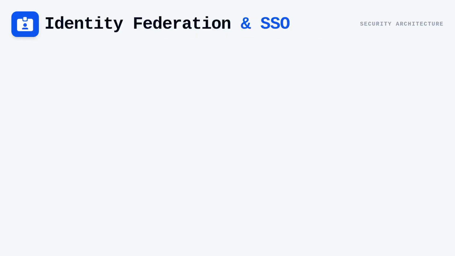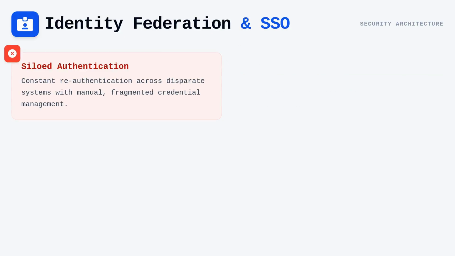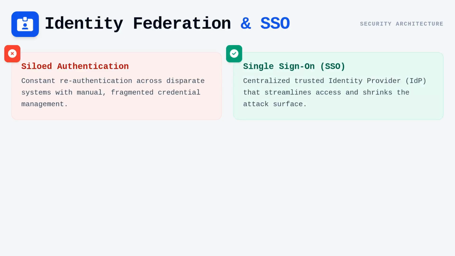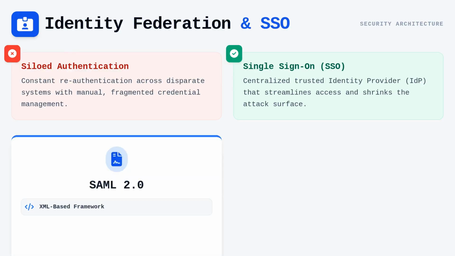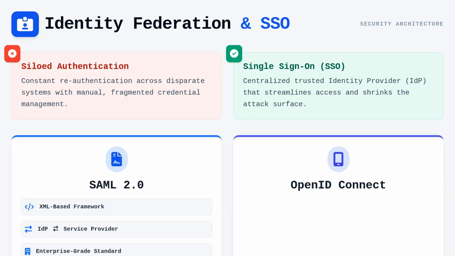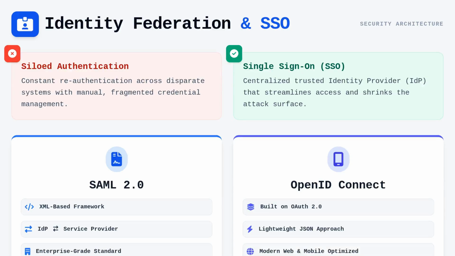In current cloud-based and hybrid environments, we often need to manage access across multiple disparate systems without forcing users to re-authenticate constantly. This requirement led to the adoption of single sign-on, or SSO, which relies on federation standards like SAML and OIDC. SAML 2.0 is an XML-based framework that exchanges authentication and authorization data between an identity provider and a service provider. Conversely, OpenID Connect, or OIDC, is an identity layer built on top of the OAuth 2.0 protocol, providing a more lightweight, JSON-friendly approach that is particularly well-suited for modern web and mobile applications.